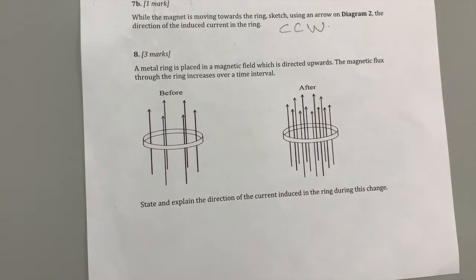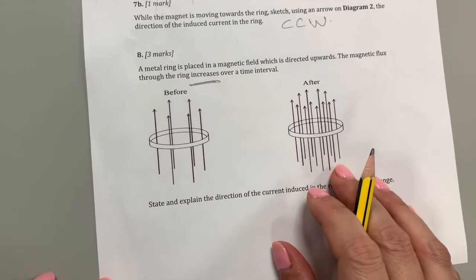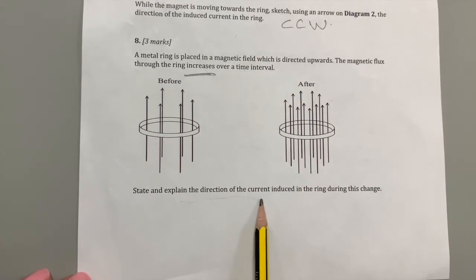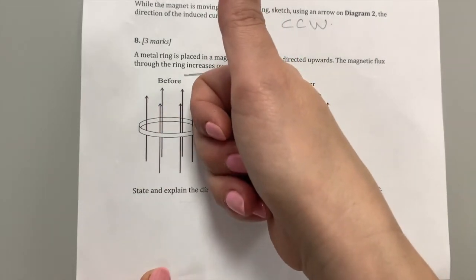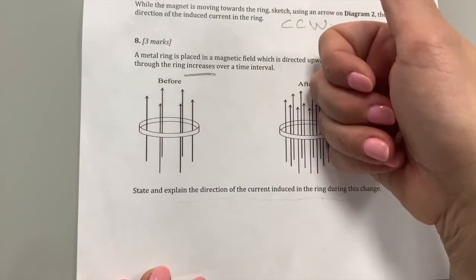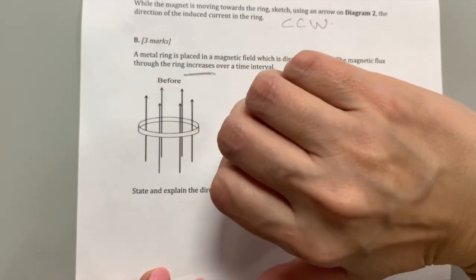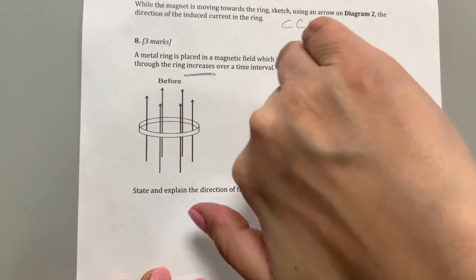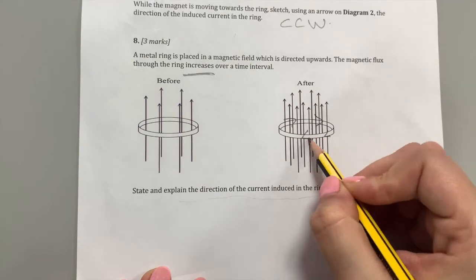And the last question, a metal ring is placed in a magnetic field which is directed upwards. The flux through the ring increases over a time interval, which is shown in the diagram with more magnetic field lines. State and explain the direction of the current induced in the ring during this change. So the field that is existing in the region is upward on the page, and it's increasing. So to oppose that change, you flip your hand to face in the opposite direction. So your four fingers will curl in a clockwise direction.